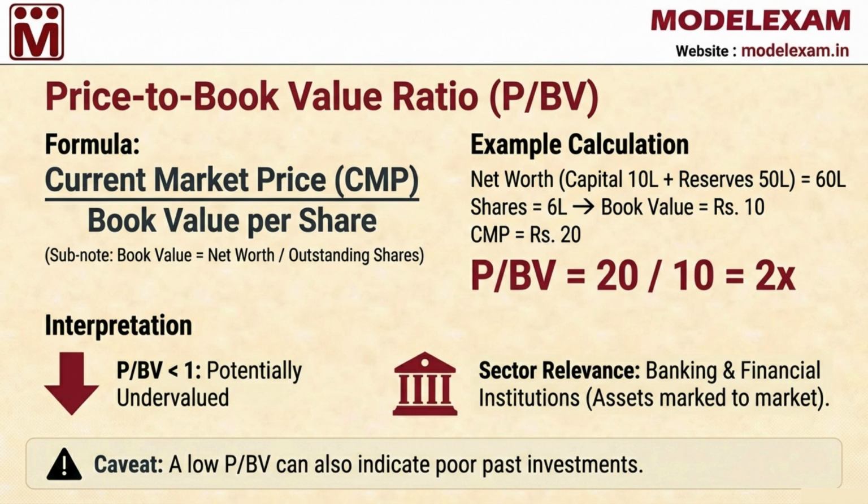Next is the price to book value ratio or PBV. This compares the current market price to the book value per share. Consider a company where the net worth, meaning capital plus reserves, is 60 lakh rupees and there are 6 lakh shares. This gives a book value of 10 rupees. If the current market price is 20 rupees, the PBV is 20 divided by 10, which equals 2x. If this ratio is less than 1, the stock is potentially undervalued. This metric is particularly relevant for the banking and financial sectors where assets are marked to market.